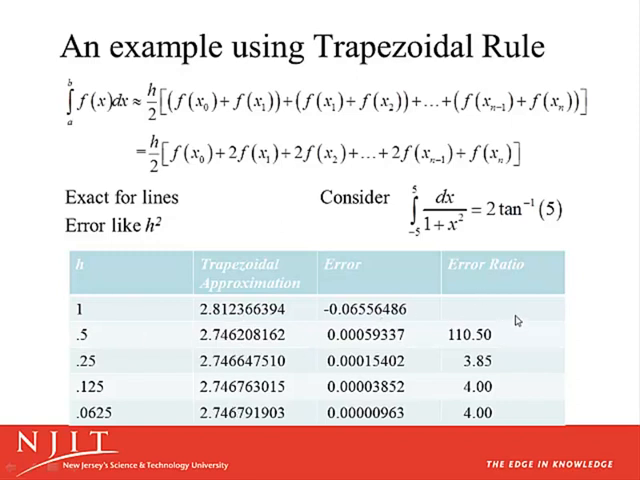And we note that as we take more and more approximations, as we halve the interval size, the ratio of the error goes down by a factor of 4. This is the old error divided by the new error. And after we halve the interval size several times, we note that we're getting a 4 times better estimate for the area under the curve.